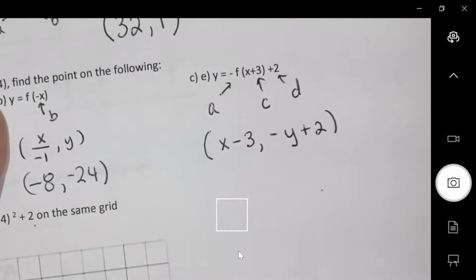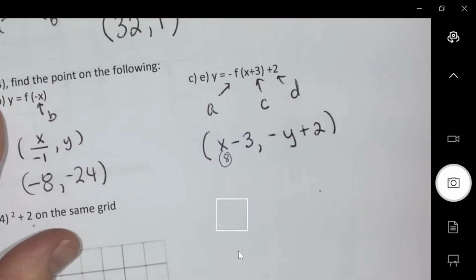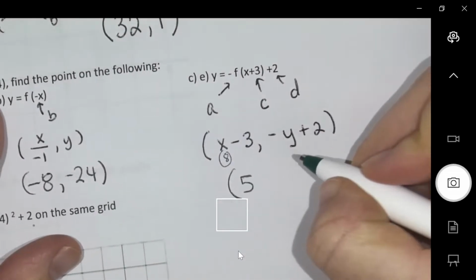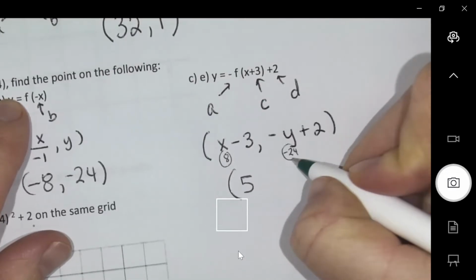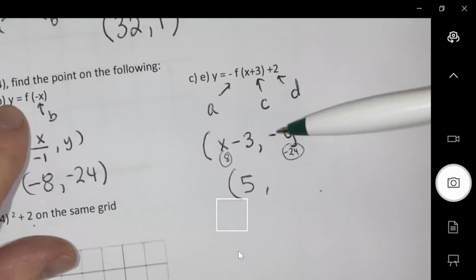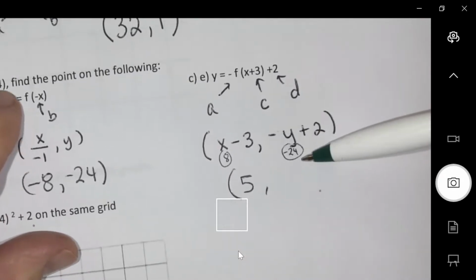Okay, so if you had an 8, 8 minus 3 is 5. Okay, be careful here. What is the negative of -24? Positive 24 plus 2.